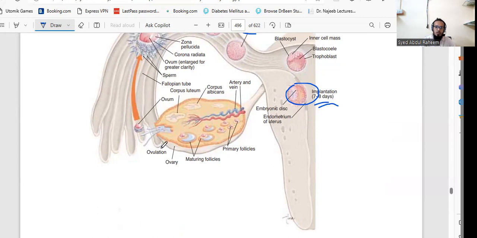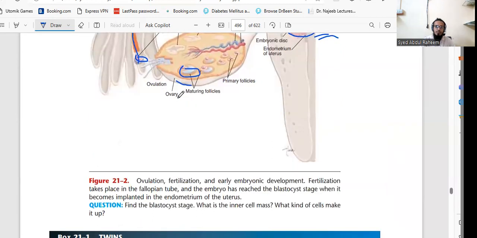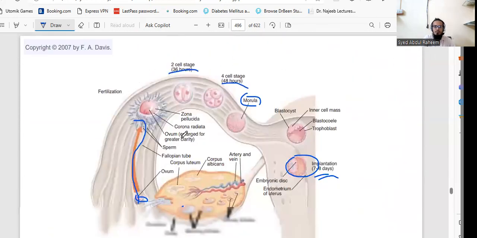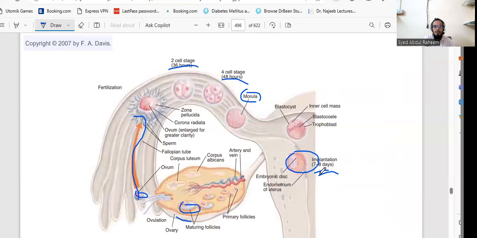Here we have the ovary, with maturing follicles, primary follicles, corpus albicans, and corpus luteum. The ovum will enter into the fallopian tubes, and ovulation will happen. Everything will happen. Then fertilization begins, and implantation may take 7 to 8 days, or 10 days minimum.